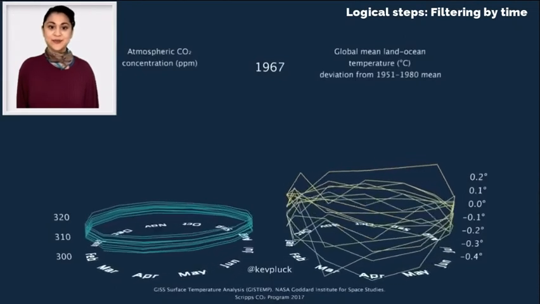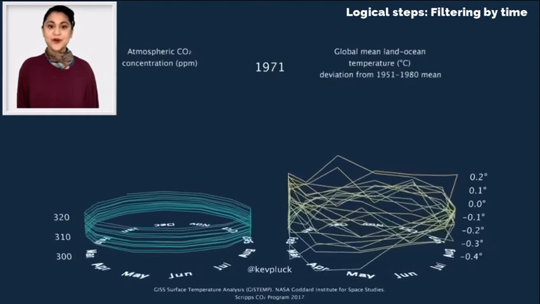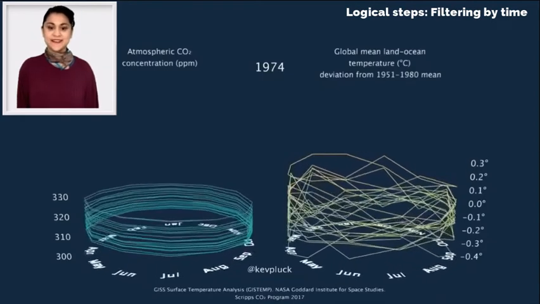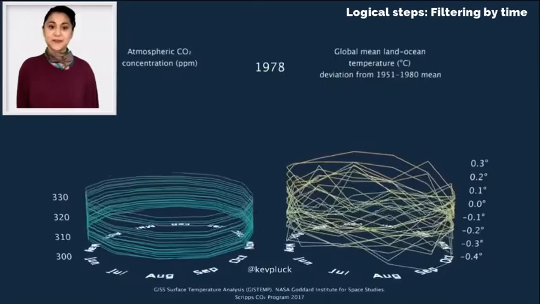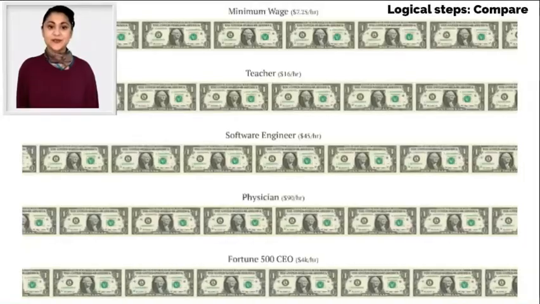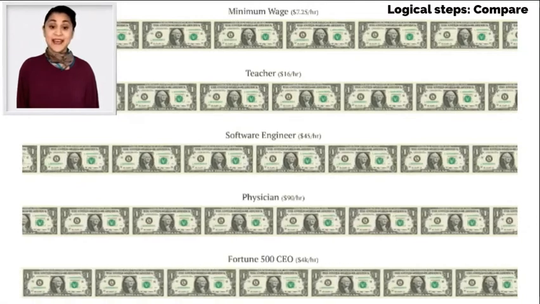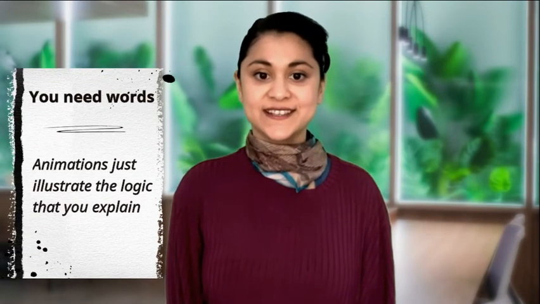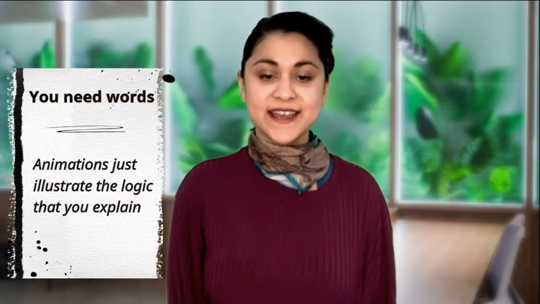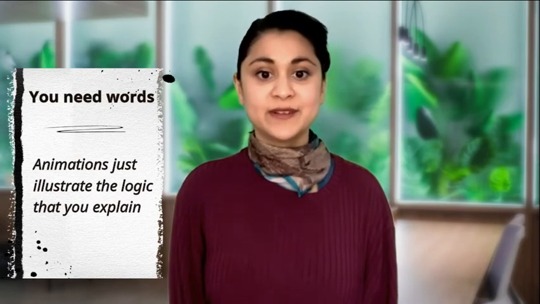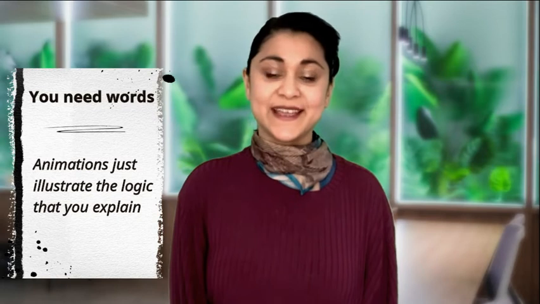Then, there are many different kinds of logical steps. For example, you can graphically step forward through a sequence of years, also known as filtering by time. Or you can compare, for example, income across different job categories. But animations can't tell the story on their own. You need words. Data animations are just there to illustrate the logic that you verbally explain, according to McKinley.